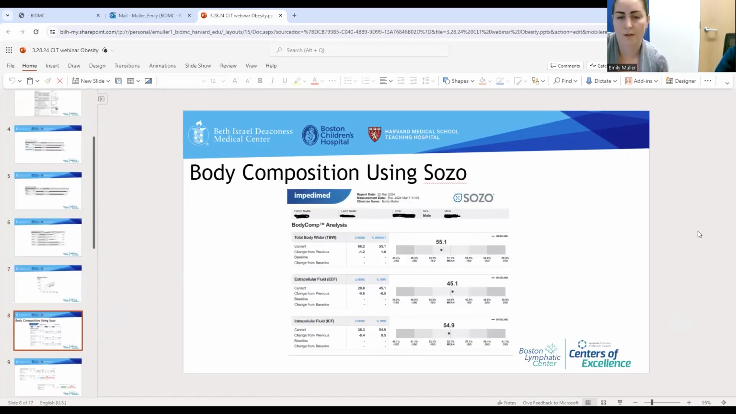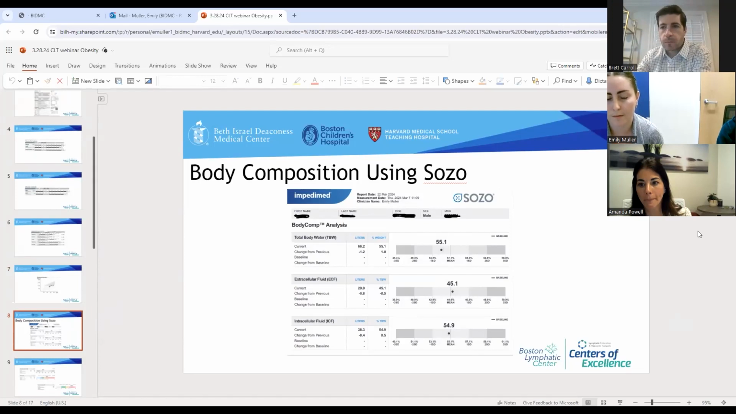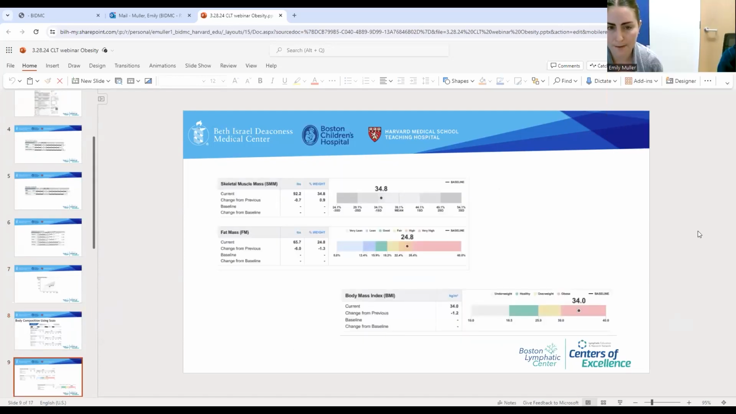And then this is just another way to use the body composition. This is through the SOZO bioimpedance. It has a similar breakdown to the InBody, but it goes over the total body water, and then the extracellular fluid, which would be lymphedema, and then the intracellular fluid. This breaks down muscle mass and fat mass.